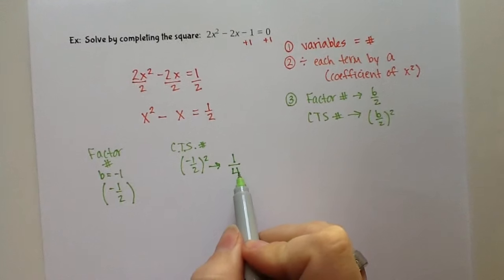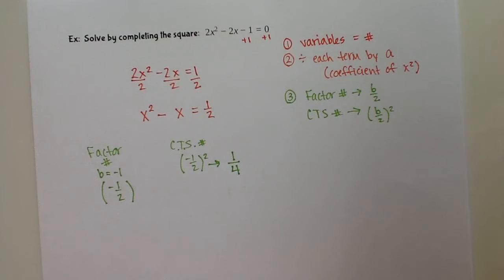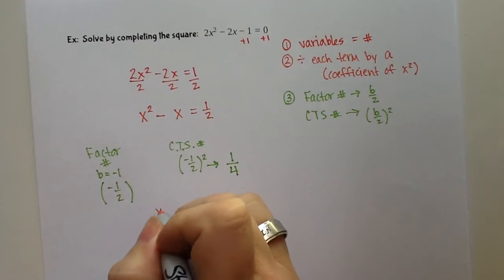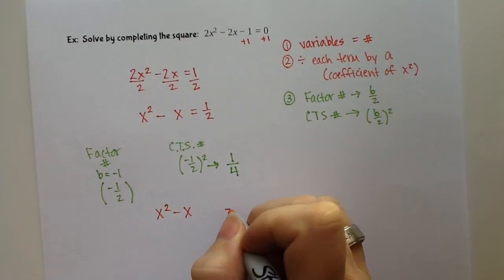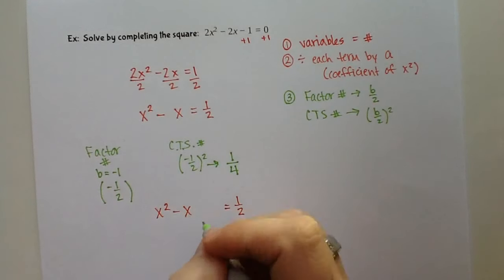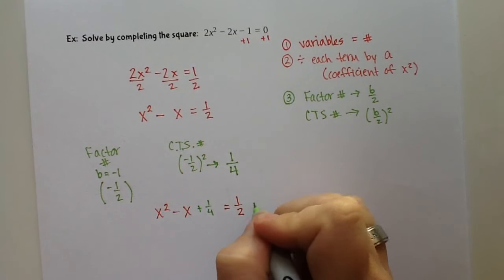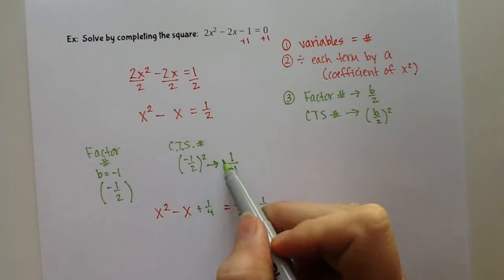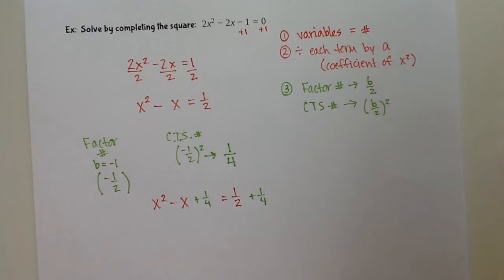Now the 1/4 then is going to be the number that I will add to both sides. So I'm going to take my equation from here, x squared minus x equals 1/2, and I'm going to add 1/4 to both sides, because that's what I do with my completing the square number. I add it to both sides.